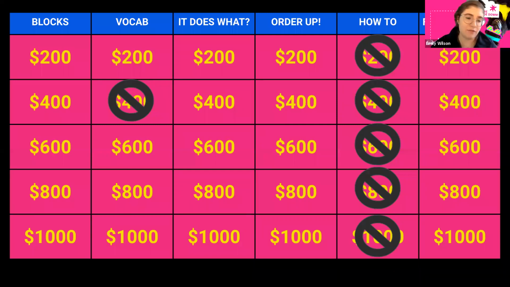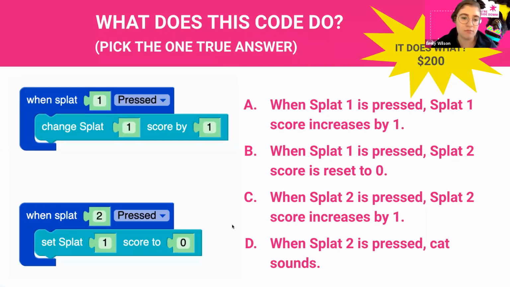Do you mind actually going back to that for 1 second? It was, it does what for 200? I just wanted to talk about why it's not B. You'll notice that we have these little number cube holes for little puzzle pieces where we indicate which splat is which. So this one's kind of tricky. For when splat 2 is pressed, that whole bottom starting block, you're going to set splat 1 to score 0. But when splat 1 is pressed, we're going to be changing splat 1 score by 1. So this is actually one of the most common mistakes because those little number icons are so small. So gotcha with that one.